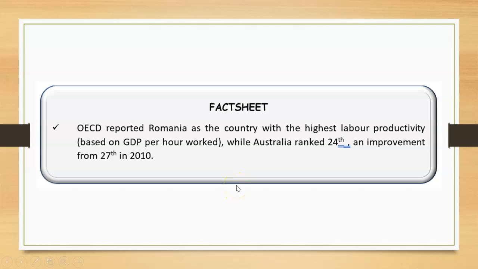And the example or facts that I can share with you, again, I use OECD data. It shows Romania is the country with the highest labor productivity in the world. And Australia ranked 24 in 2010. And this ranking has improved, I think, to 17th as of when I'm recording. So international competitiveness of Australian exports would have increased because our labor productivity has improved, even though there's more room to improve. But comparatively, it has been better.